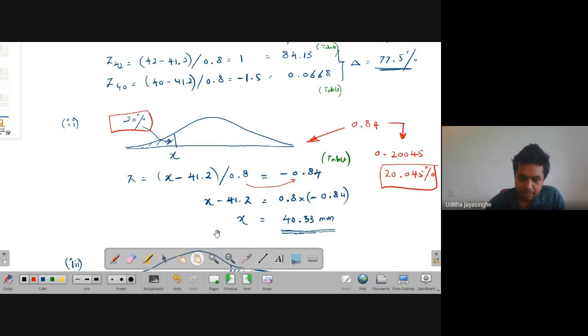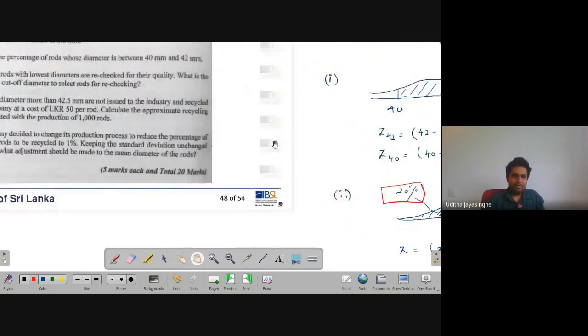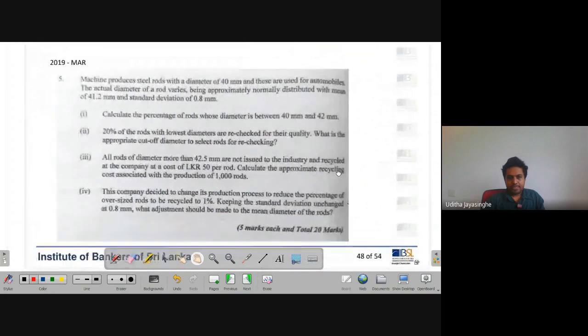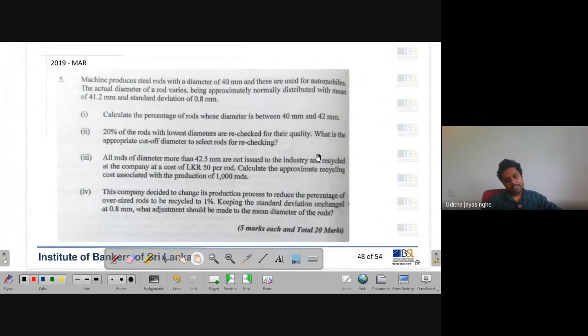My average is 41.2. So when I actually measure this using a vernier caliper, and I really find that a rod is less than 40.53 millimeter, I have to quickly resend it to the rechecking. So that threshold is being established. That threshold is being established as 40.53 millimeter. That's a good practical application of the standard normal distribution.